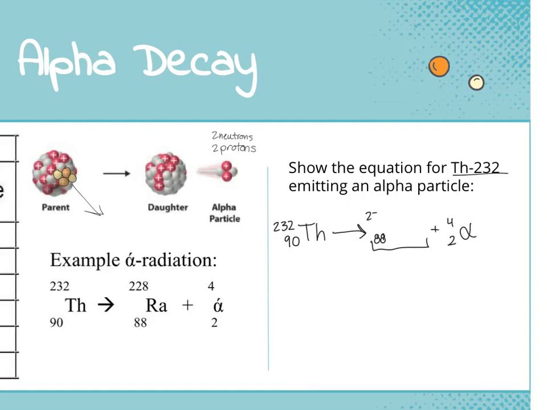So it'll be 228. If you check your periodic table for the element that has 88 protons, this is radium. So this will be the final equation, and you can check your work here to make sure that it makes sense. Simply add the 228 plus 4, and you can see that that is equal to 232. And then on the bottom, 88 plus 2 is going to be equal to 90. So it has the same number of subatomic particles on both sides.